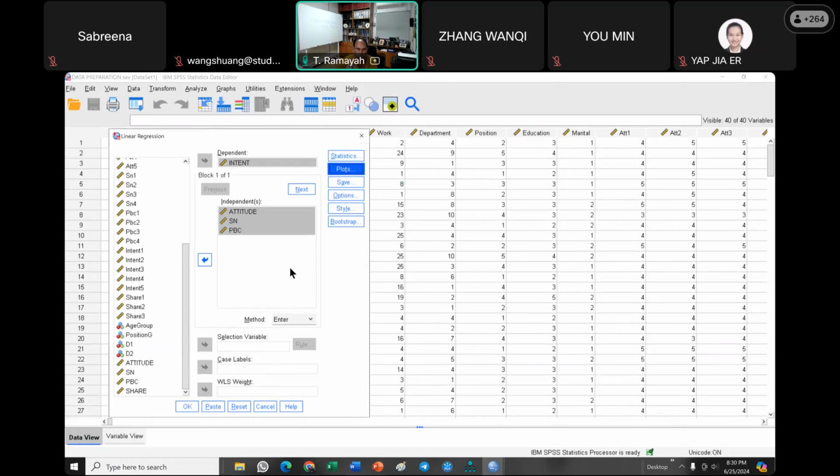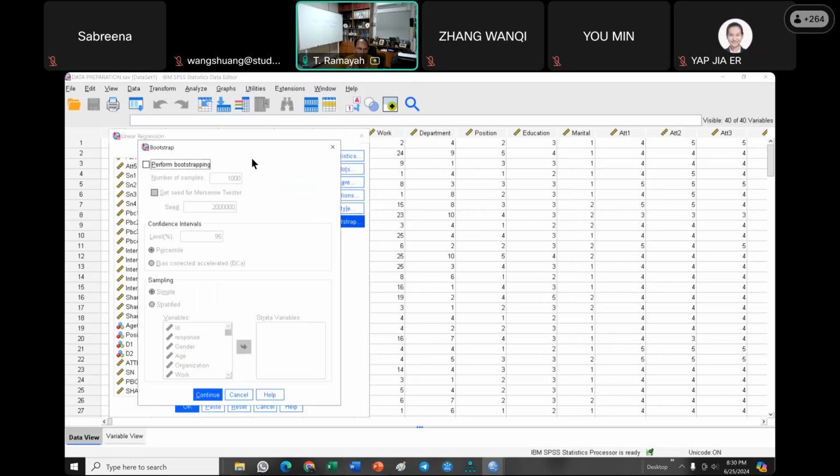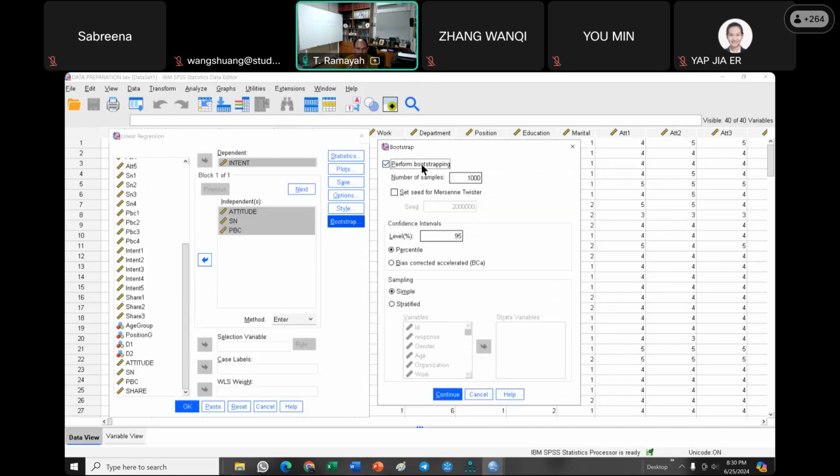Let's say you have data which is not multivariate normal. Then you need to click this button called Bootstrapping. You click perform bootstrapping, and we need to set the Mersenne Twister. Change the confidence interval to 90%. These are the things you need to do if your data is not multivariate normal. Sharmila, you asked that question, right? If your data is not multivariate normal, you need to invoke this procedure called bootstrapping.